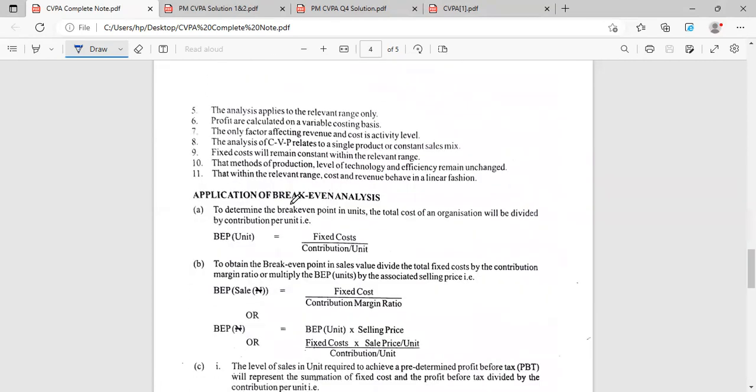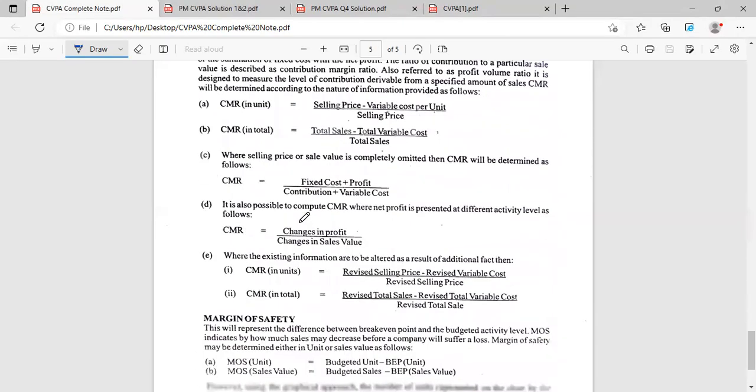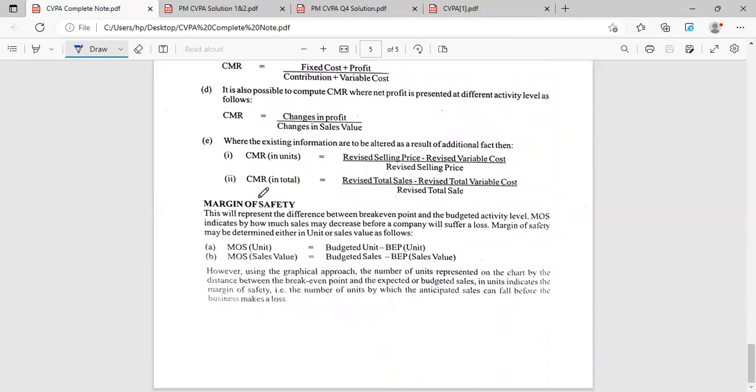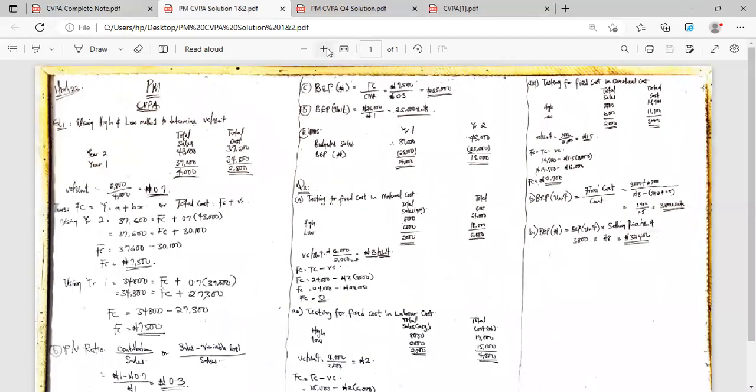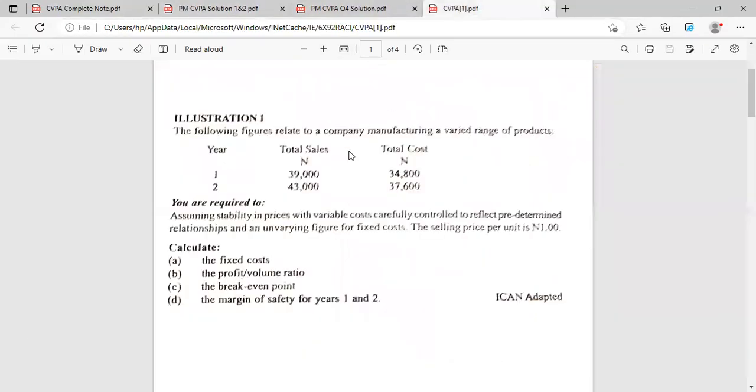So let us look at some practical questions on how to apply break-even analysis. So we'll be looking at this set of questions here. Okay, so this is the solution to the questions. So let me get my hands on the question. Is it this? No, it should be this. Okay. So we have illustration 1.